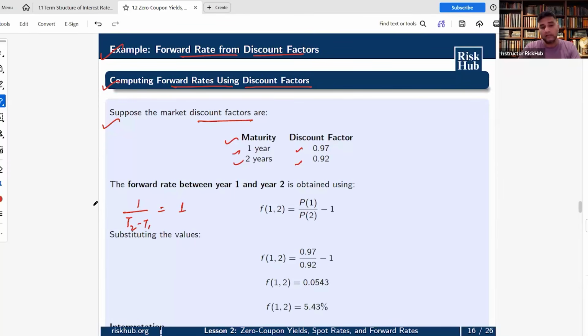The ratio gives the growth needed between year 1 and year 2, and subtracting 1 leaves the rate. And then we calculate it, right? The whole calculation is given. So 0.97 divided by 0.92 is 1.05435. And the interpretation line is given. And where it is used: curve builders store discount factors, not rates. This route to the forward rate keeps the curve stable to convergence and avoids rounding drift. Okay, this is another example.